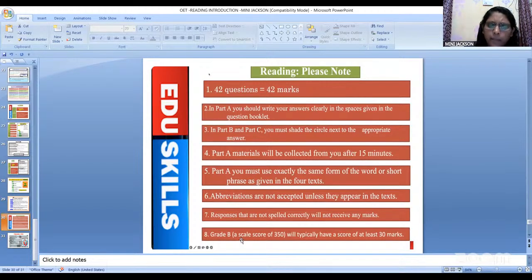Then Grade B, that is a score of 350, typically requires at least 30 marks. So for the 350, you need to get 30 questions correct. But according to our strategy, Father's strategy, we need to focus only on Grade A. Don't look for the B. If you look for the B, you will go down. Focus on the A.